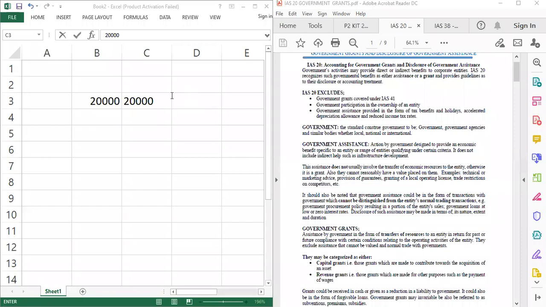Okay. So assuming the government is saying that whoever employs 20,000 of the citizens in a year, the government is going to give the person 200,000 Ghana cedis. And your company has employed more than 20,000, and you are saying that since the government made this announcement, you are going to recognize a government grant of 200,000 Ghana cedis. As an accountant, what are you doing?